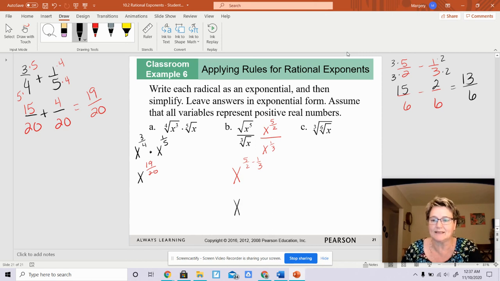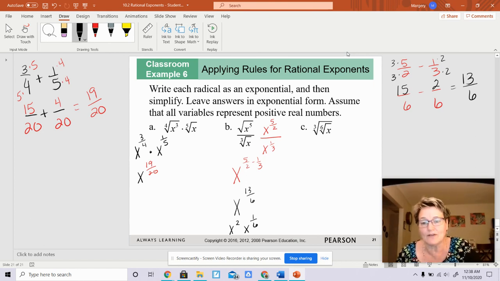That's going to be x to the 13/6 power. And you can leave it like that. Or if you want to break it down even further, because it's an improper fraction, 6 goes into 13 twice with 1 left over. So you could do that if you want to. All right, next one.